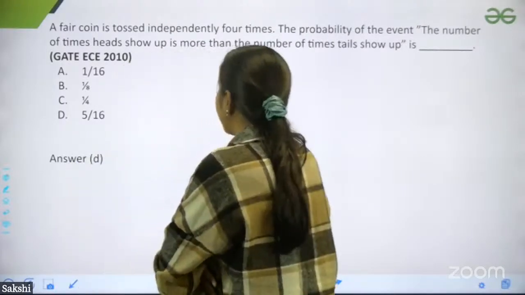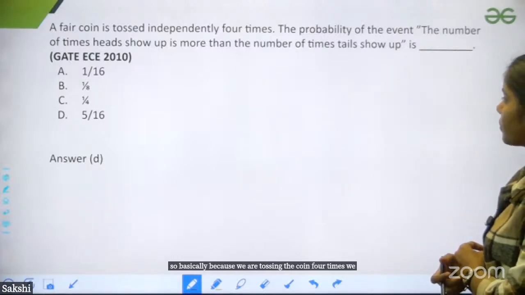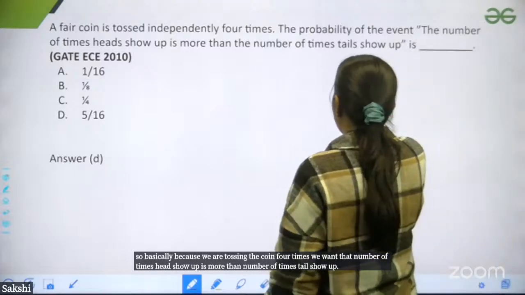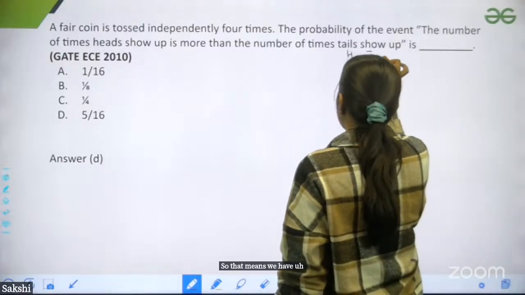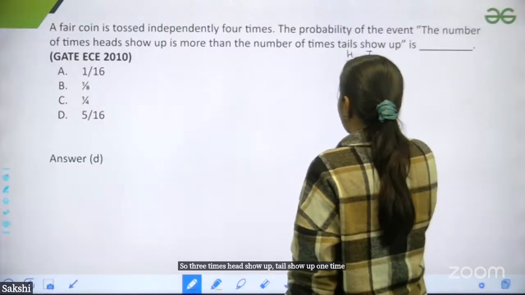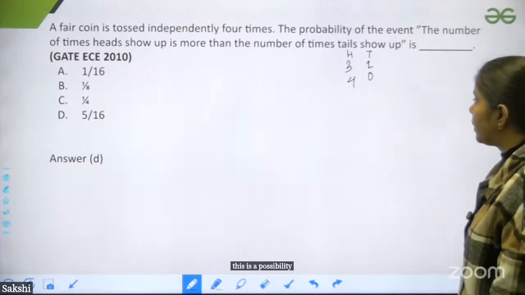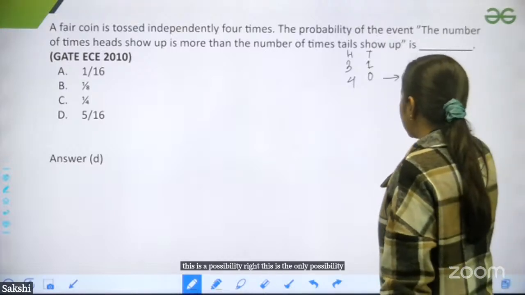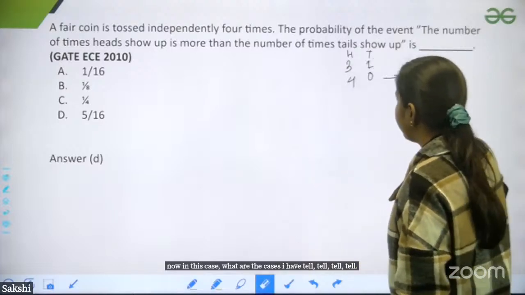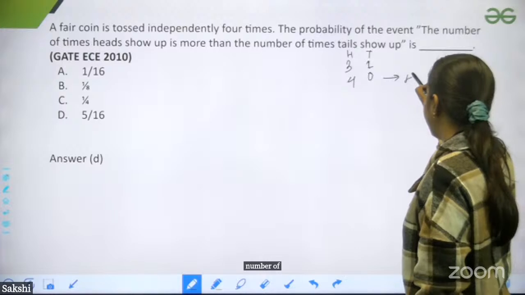So basically, because we are tossing the coin 4 times, we want the number of times head shows up to be more than the number of times tail shows up. That means we have heads and then tails. So 3 times head shows up and tail shows up 1 time, or 4 times head shows up. This is the only possibility. Now, in this case, what are the cases I have? Head, head, head, head.